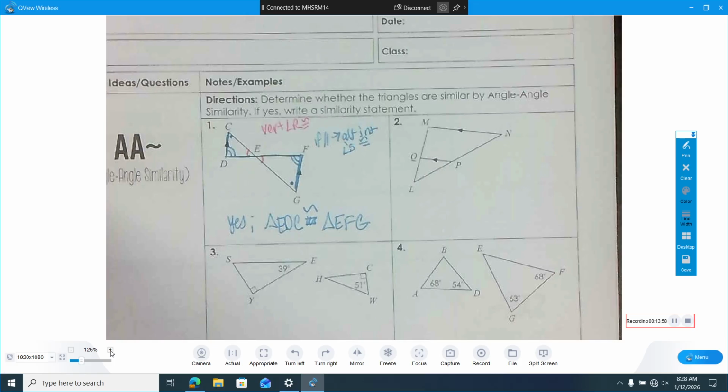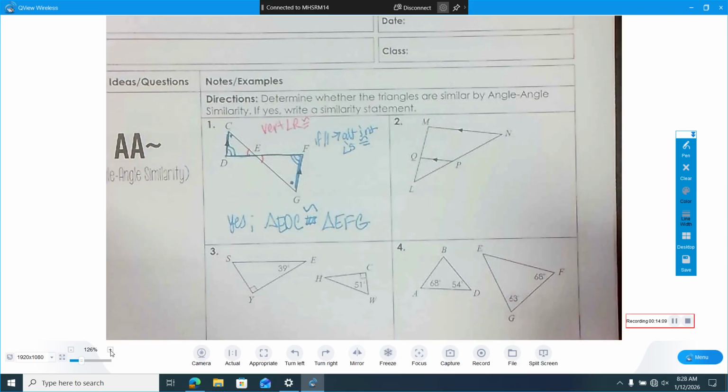Do they have any congruent angles? Yes. Which angle? G and D. I mean, D and F. I'm on number two. Where are you? Oh, I was still on number one.